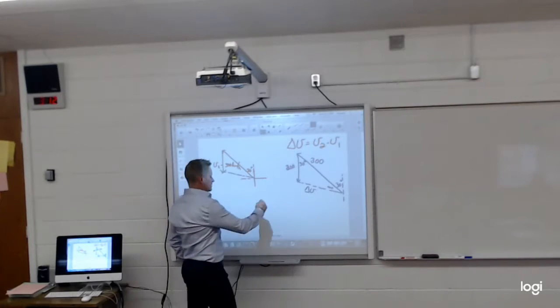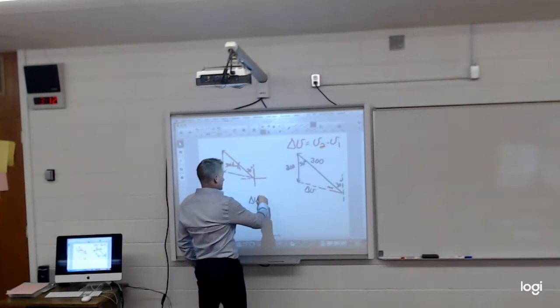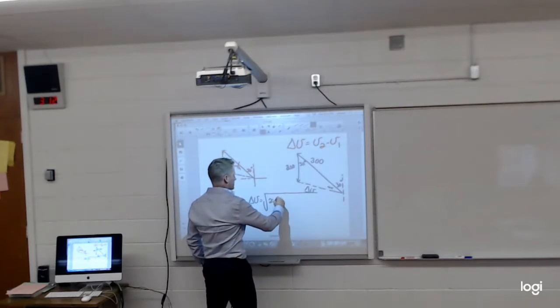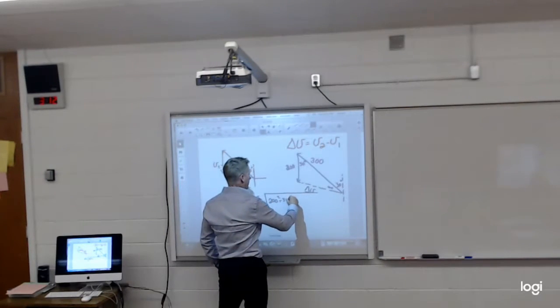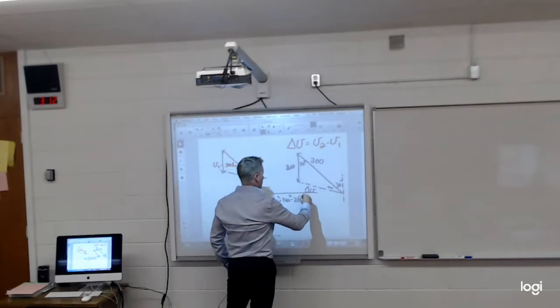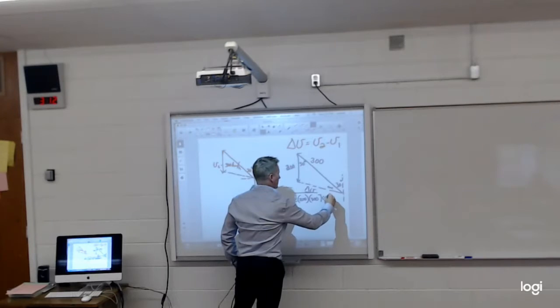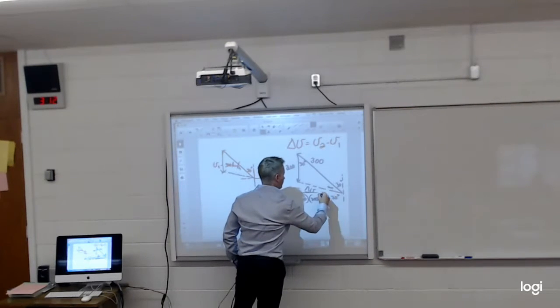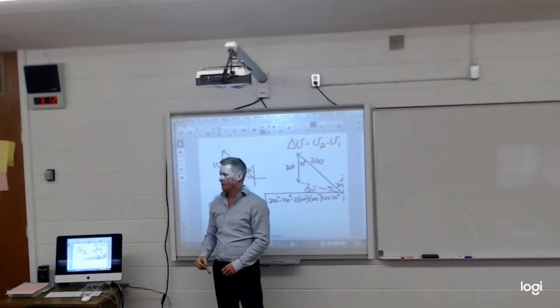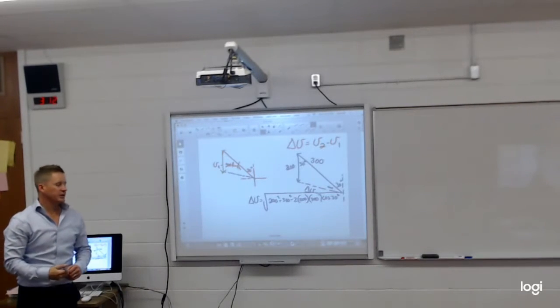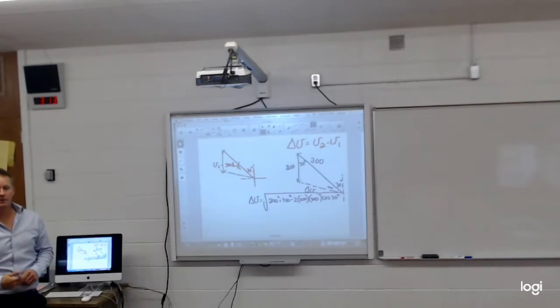My change in velocity would be equal to the square root of 200 squared plus 300 squared minus 2 times 200 times 300 times the cos of 30. And that would give me my change in velocity vector. And then I would use the law of sines to find that one in the middle.